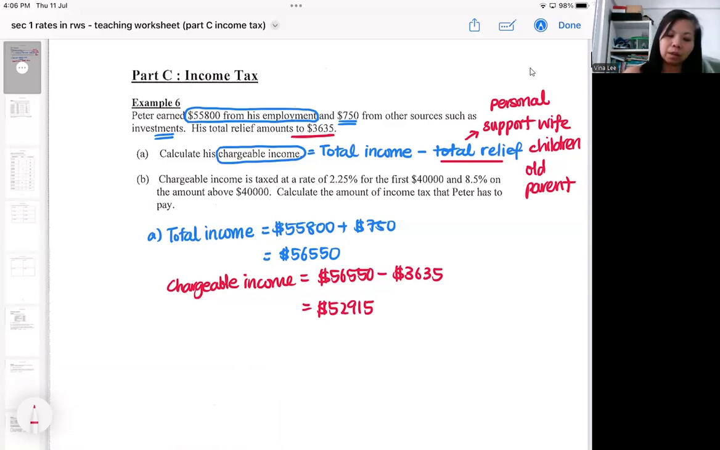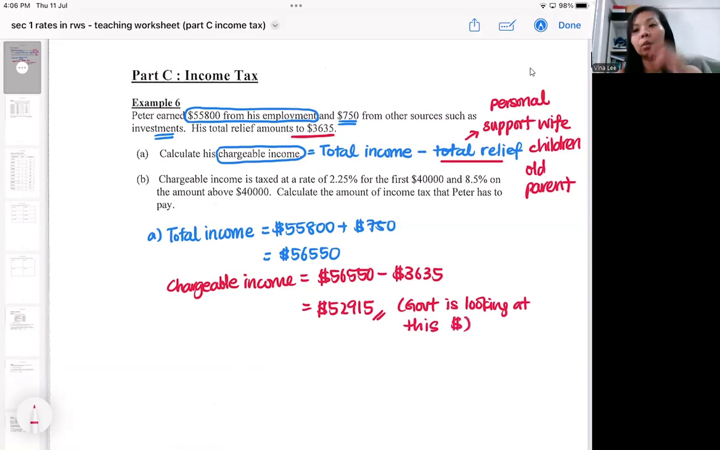The main thing is I need you to understand that chargeable income has a formula. The formula is total income minus relief. This is the chargeable income. That means the government is going to look at this number, this money, to decide how much tax you should pay. Okay, so that is the idea of chargeable income.